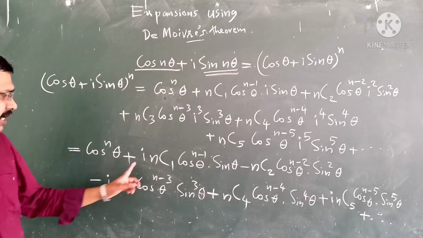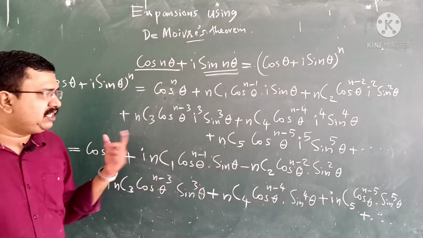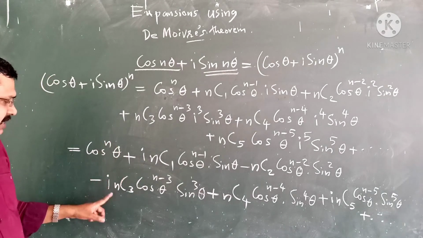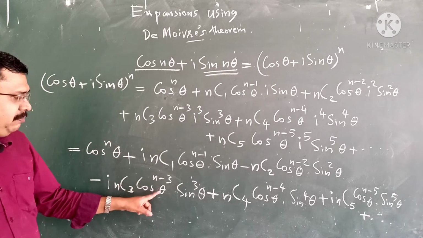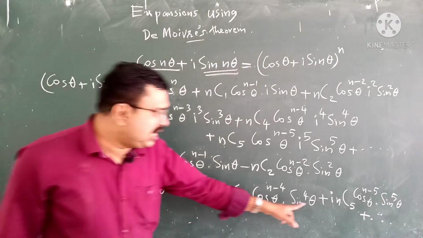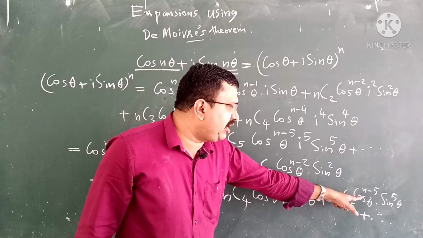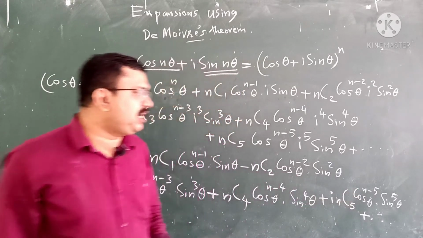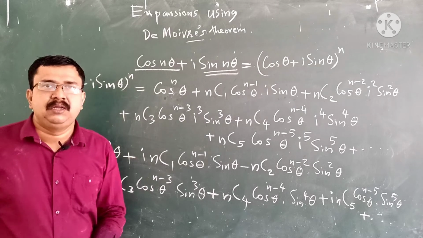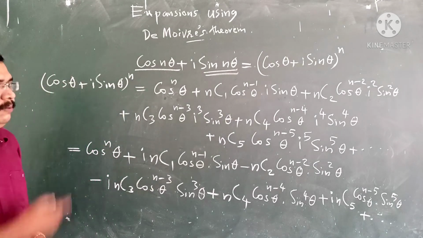The imaginary part is i nC1 cos^(n-1) θ sin θ minus i nC3 cos^(n-3) θ sin³θ plus i nC5 cos^(n-5) θ sin⁵θ plus etc. Please write down. Then we can move to our next step.